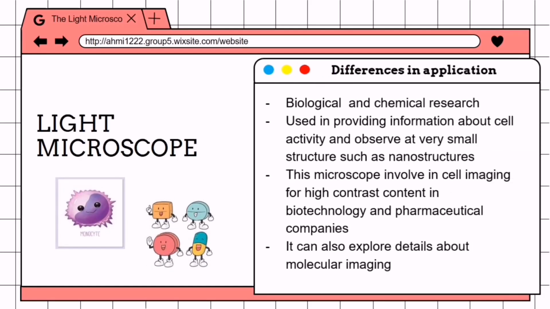Besides, there is a difference between the light microscope and the electron microscope. The light microscope is involved in biological and chemical research. It is used in providing information about cell activity and observing very small structures such as nanostructures. This process is also involved in cell imaging related to biotechnology and pharmaceutical companies. It also explores details about molecular imaging.